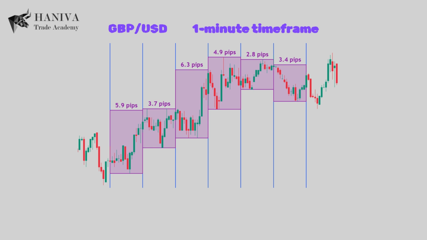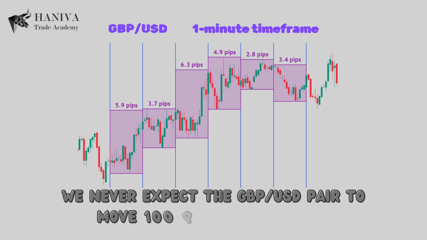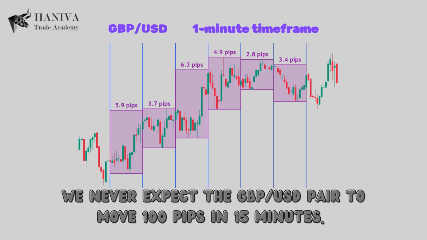For example, when talking about the GBP-USD pair, there is a movement capability that shapes our mindset. We never expect the GBP-USD pair to move 100 pips in 15 minutes. Please pay attention to the GBP-USD pair chart in the 1-minute time frame. In this time frame, each 15-minute candle is equivalent to 15 1-minute candles, as evident. The movement capability of each 15-minute candle is approximately 3 to 6 pips.